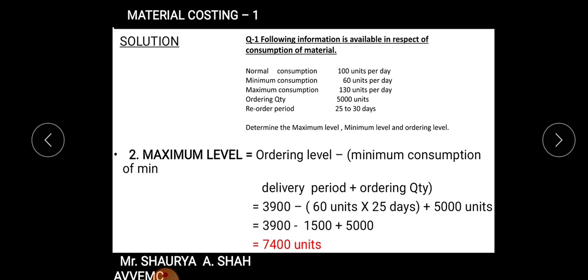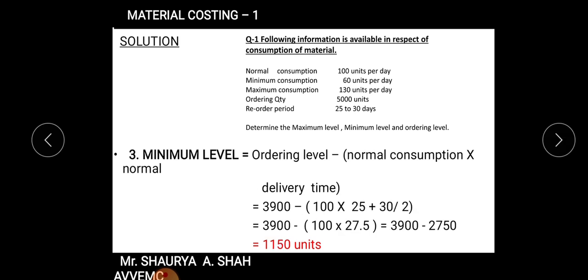So what was my ordering level in the first step? 3900. What is my maximum level? 7400. I suppose everyone has written it and is clear with these formulas. This is the very first basic sum asked in university. As and when you remember the formulas and you solve the sum, it will be very easy for you, students. It is a very scoring chapter. 14 out of 14 marks can be very easily scored.